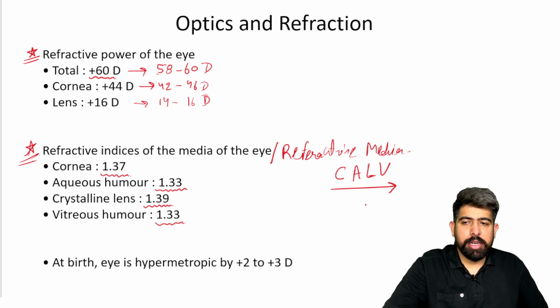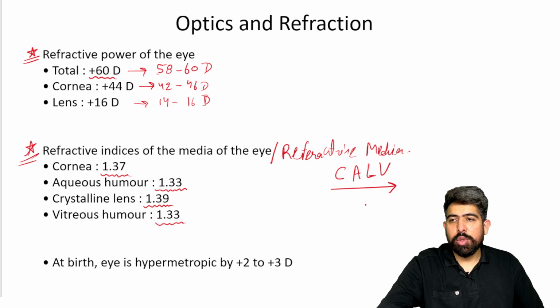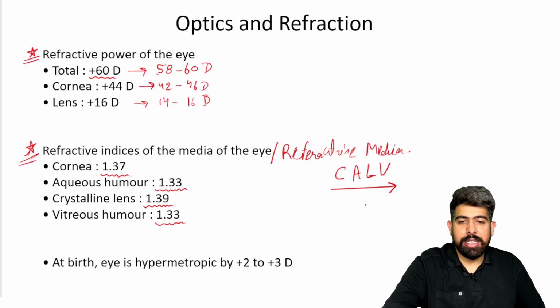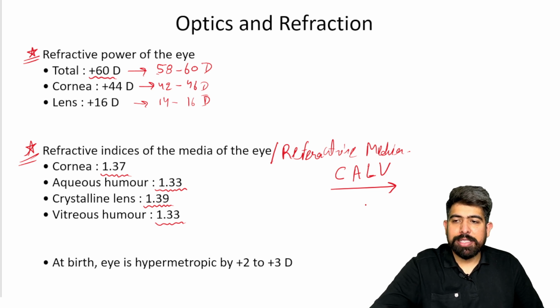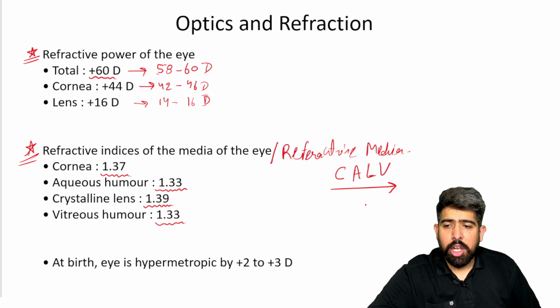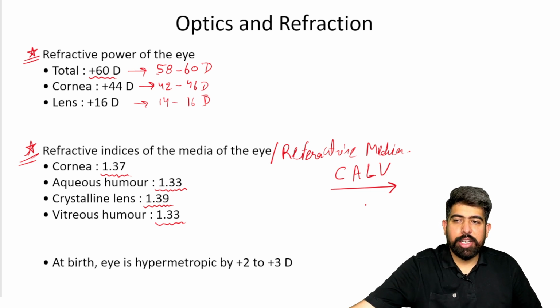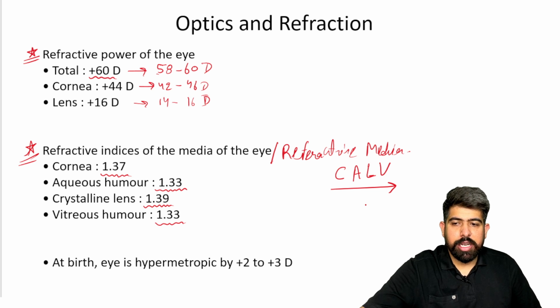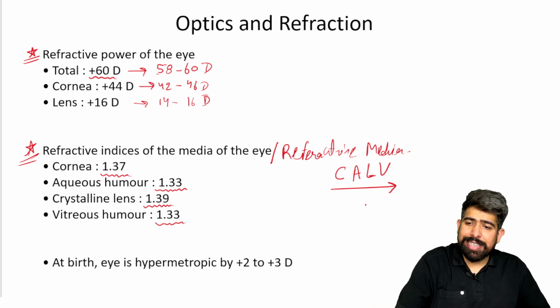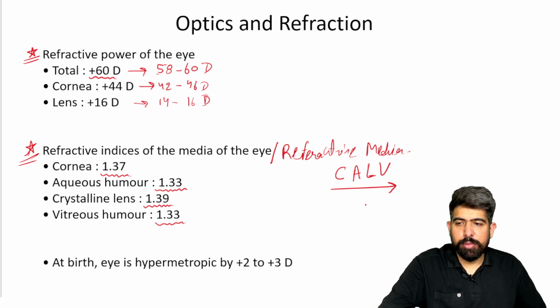So remember, in the part of refraction we have to talk about the refractive media also. What is the meaning of refractive media? The light has to pass through all these structures to reach the retina. So for light to reach the retina, which structures do they have to pass? They have to pass through all these structures, and these structures are known as your refractive media, right? Should we move forward?